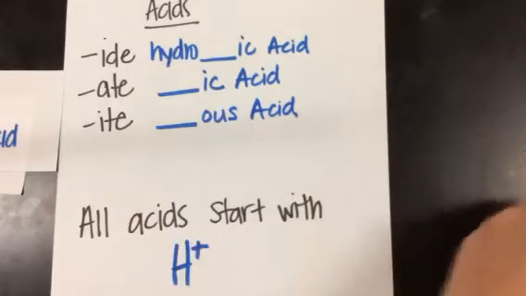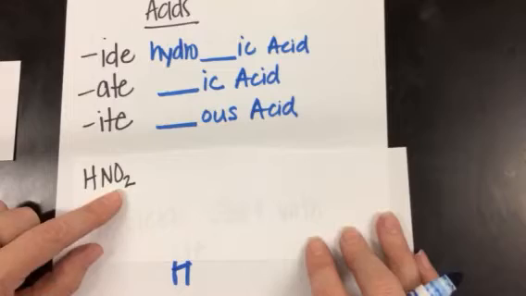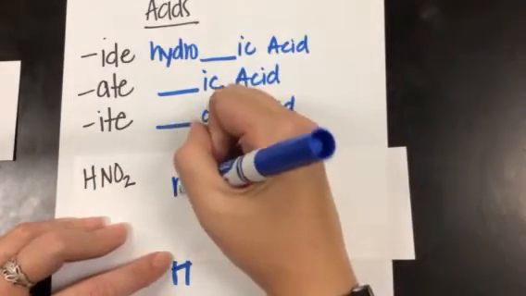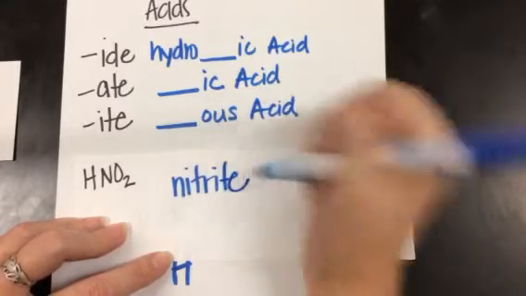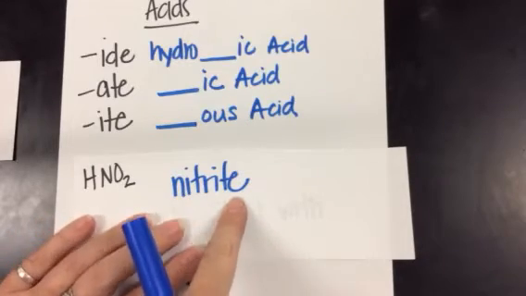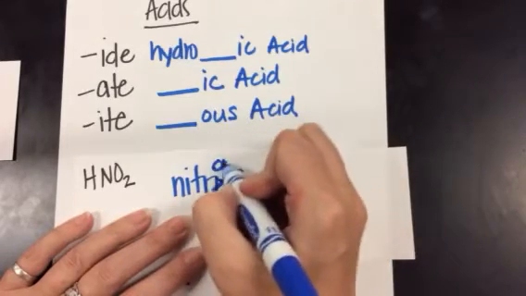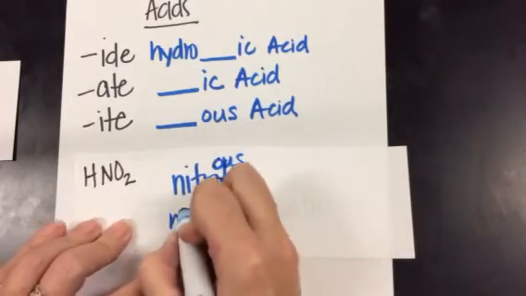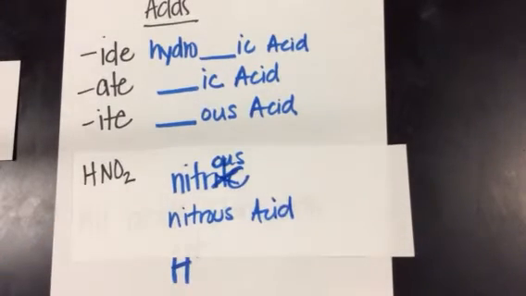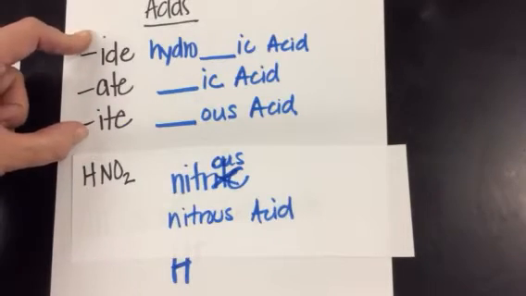Now the next one, I have HNO2. If we have HNO2, this is a polyatomic ion. NO2 is nitrite. So it's paired up with hydrogen. So my nitrite, what we're going to do is we're going to take our ite away and we're going to put in ous instead. So this one is called nitrous acid. So going from the formula to the name, if you know these 3 naming rules, it's pretty straightforward.